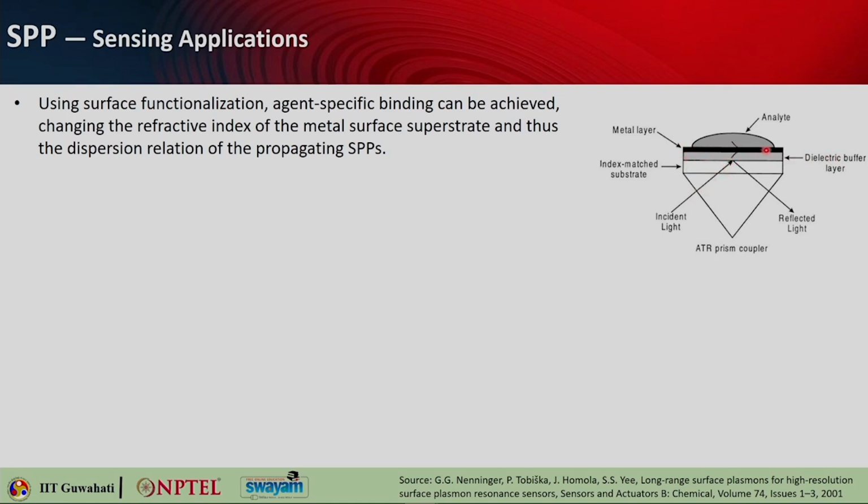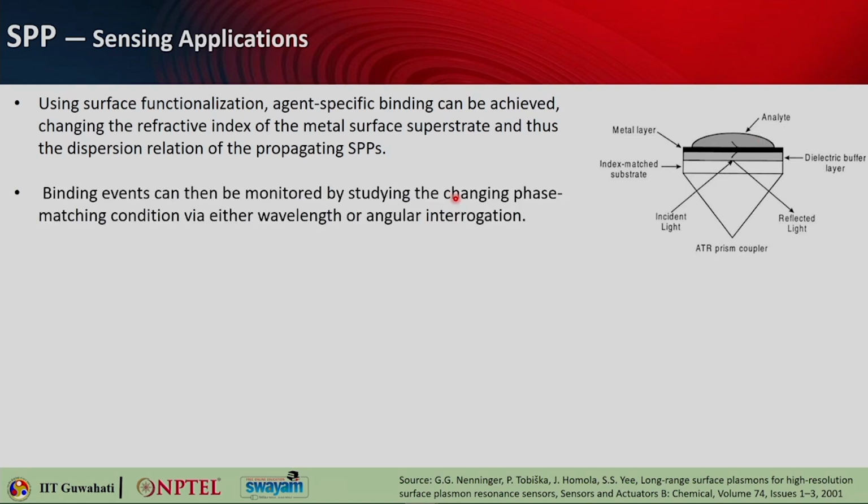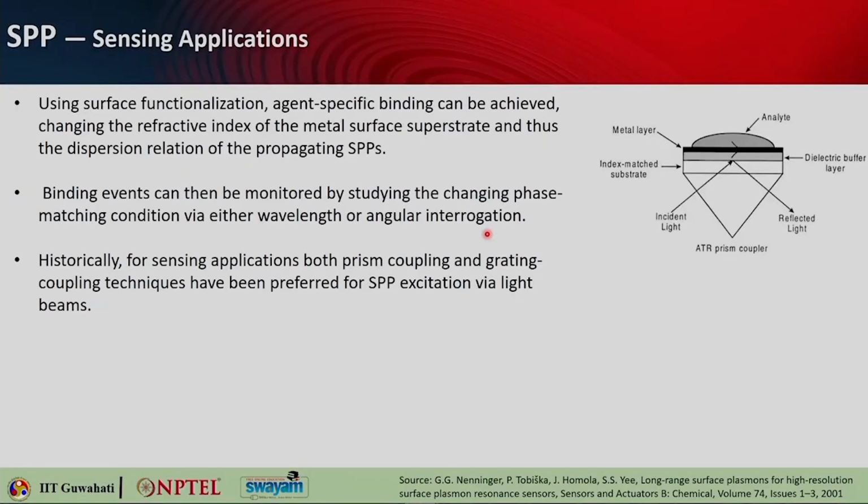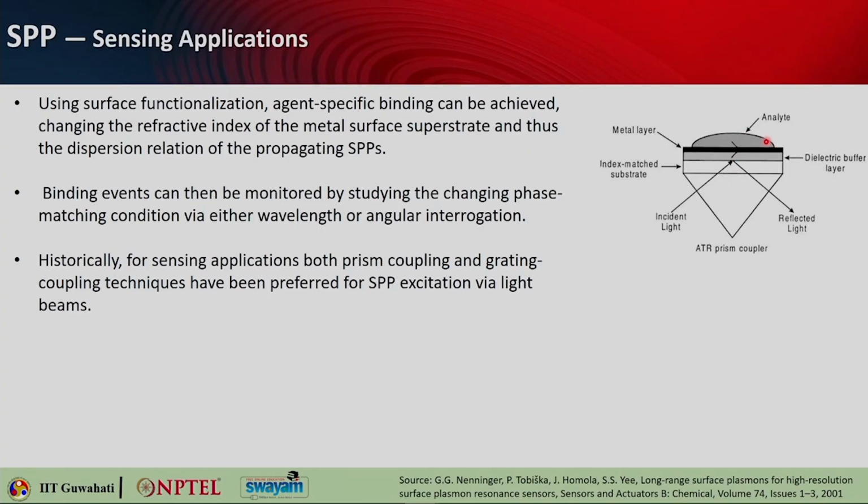So, this is the metal layer where surface plasmons will be excited, and on top you have a superstrate, okay. That is basically some kind of functionalization to do some agent specific binding. Now, the binding event can then be monitored by studying the changing phase matching conditions, which is achievable by either changing the wavelength or the incident angle, right. These are called wavelength or angular interrogation. So, you change the wavelength of the incident photon or you change this particular angle, okay, and you will be able to excite different surface plasmons.